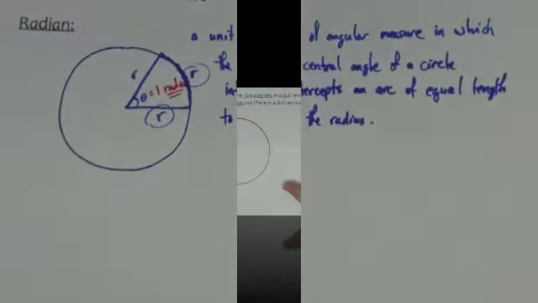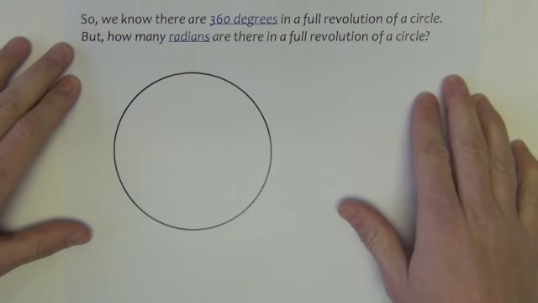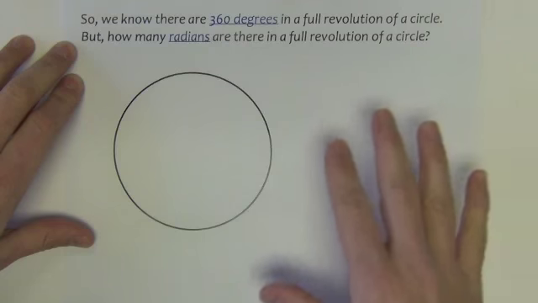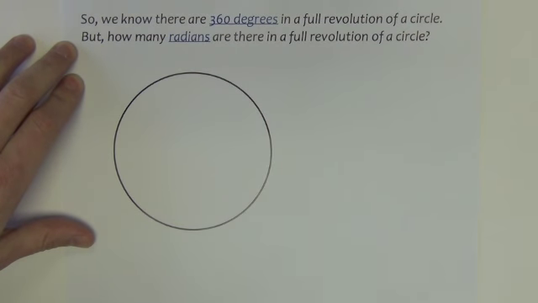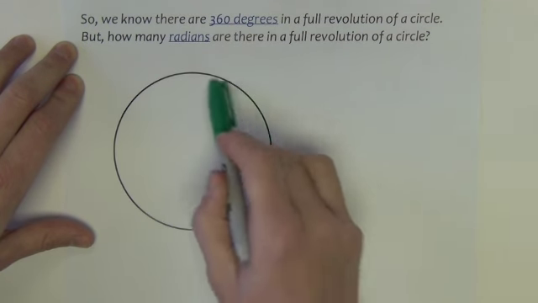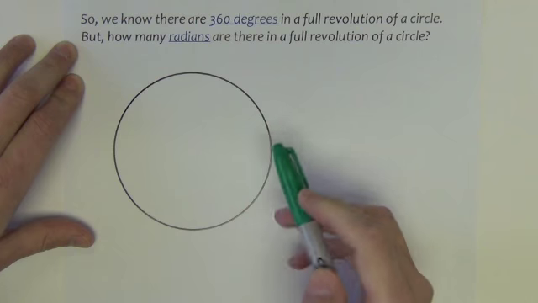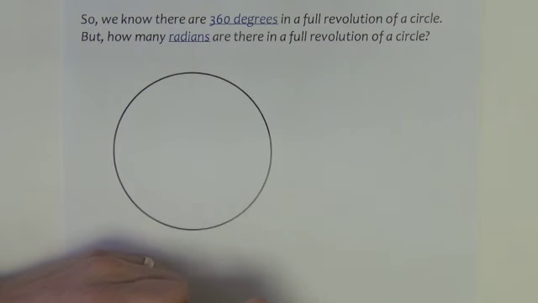radian. Okay, so the most obvious question following that definition is, we know there are 360 degrees in one full turn of a circle, 360 degrees all the way around. Question is, how many radians are there in one full revolution of a circle?